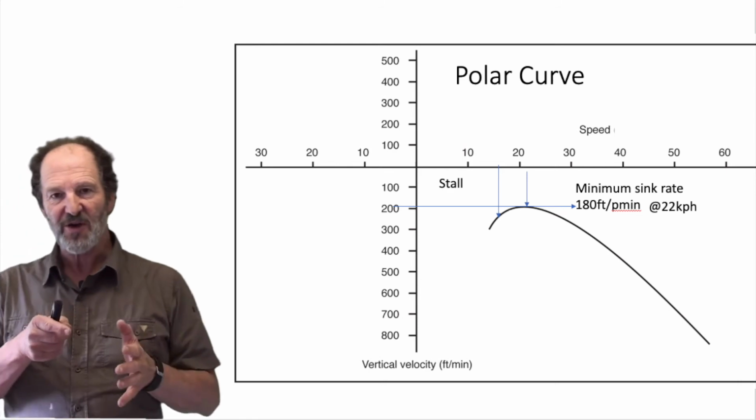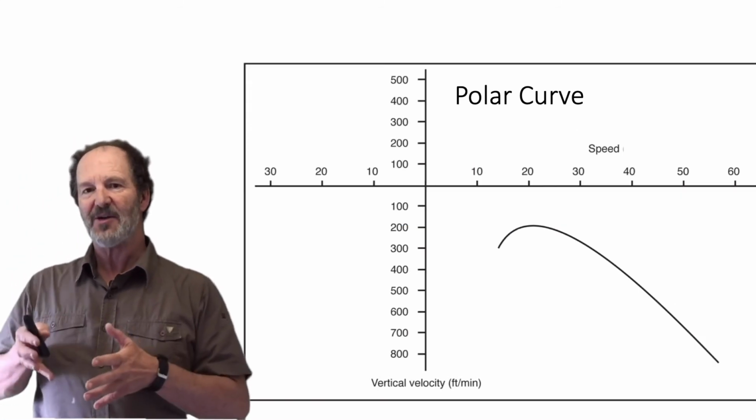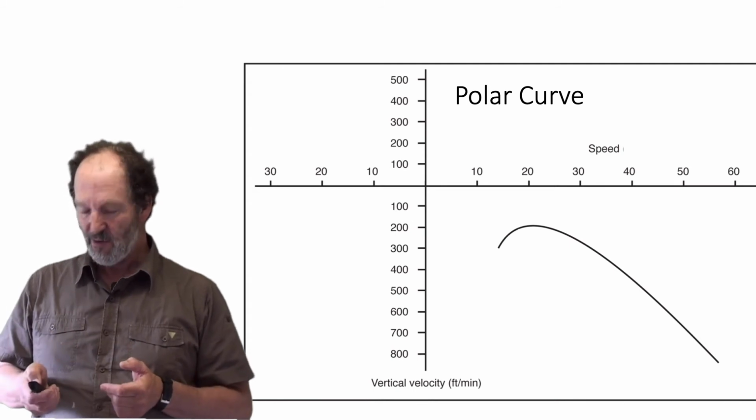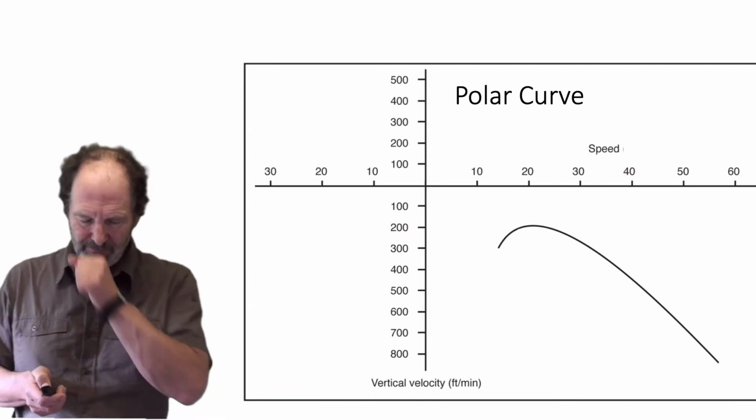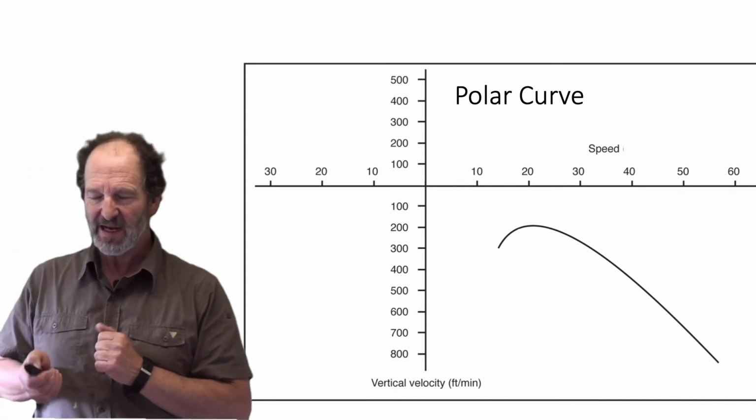At each point on the graph, you can work out what the speed is at which that sink rate is. So the faster you go, the worse your sink rate becomes. Okay, that's all in still air for this moment. It gets more complicated if we add sinking air and so forth.